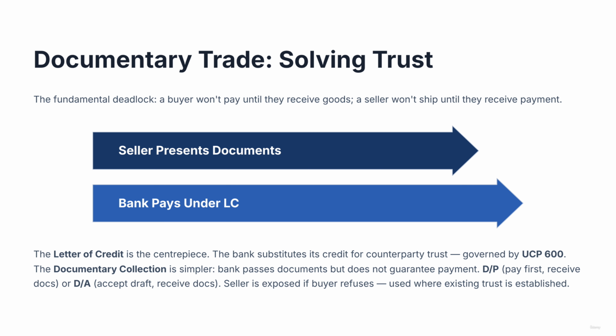The critical difference from an LC: if the buyer refuses to pay or accept, the bank has no obligation to step in. The seller is exposed. Documentary collections are used where the parties have an established relationship and a degree of existing trust.